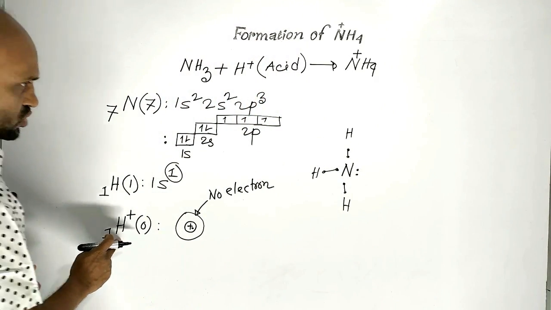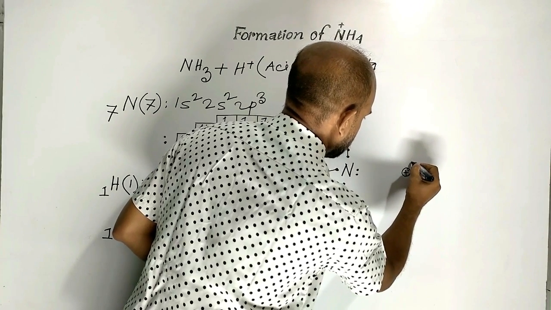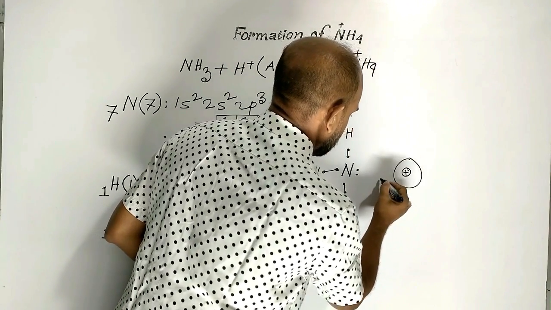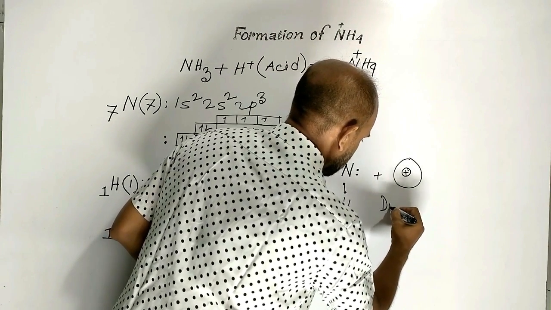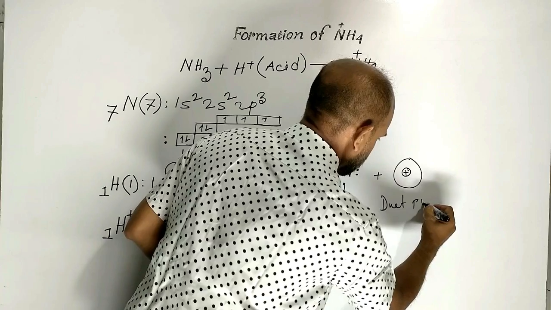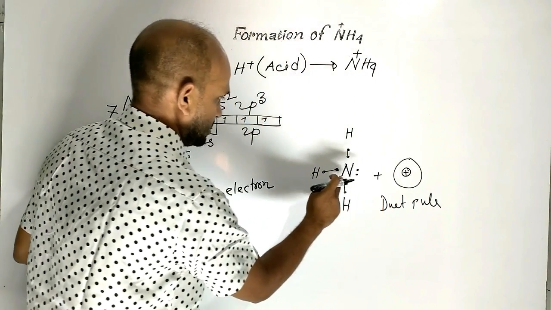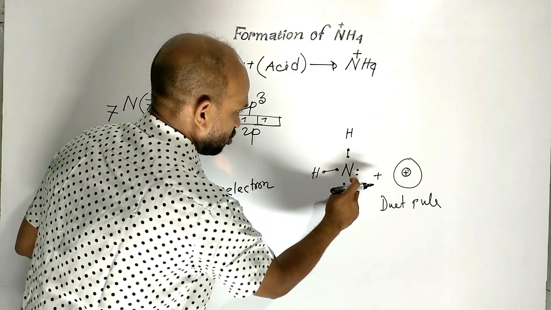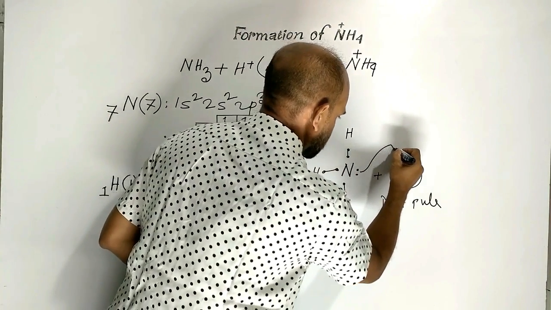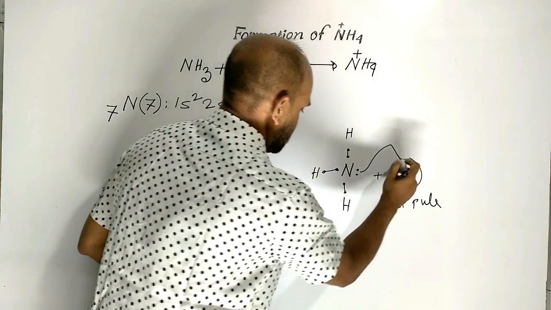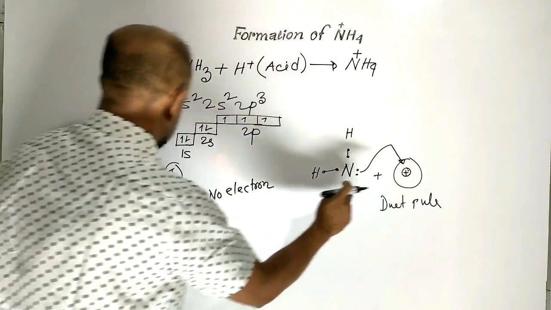Then proton, nucleus with 1 proton, shell with no electron. According to duet rule, it needs 2 electrons and nitrogen has 1 free pair of electrons. So nitrogen donates its 1 pair electrons to proton.